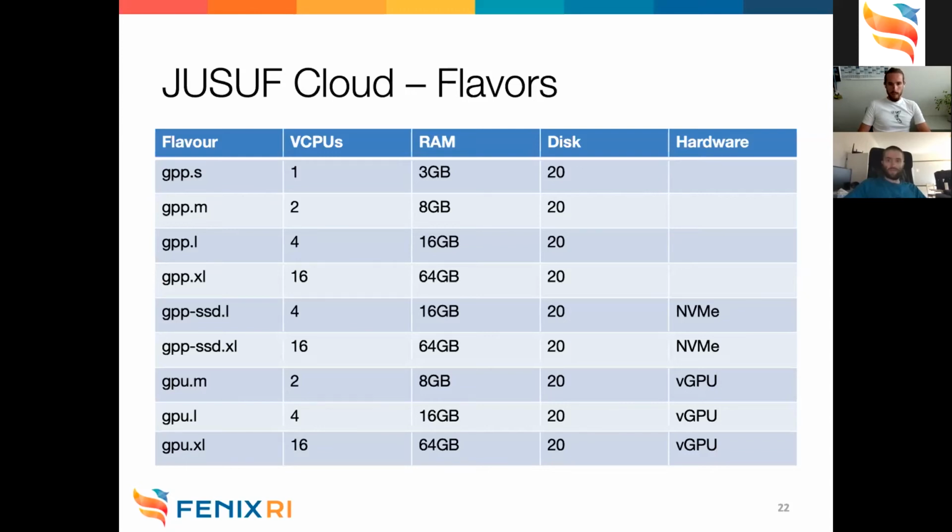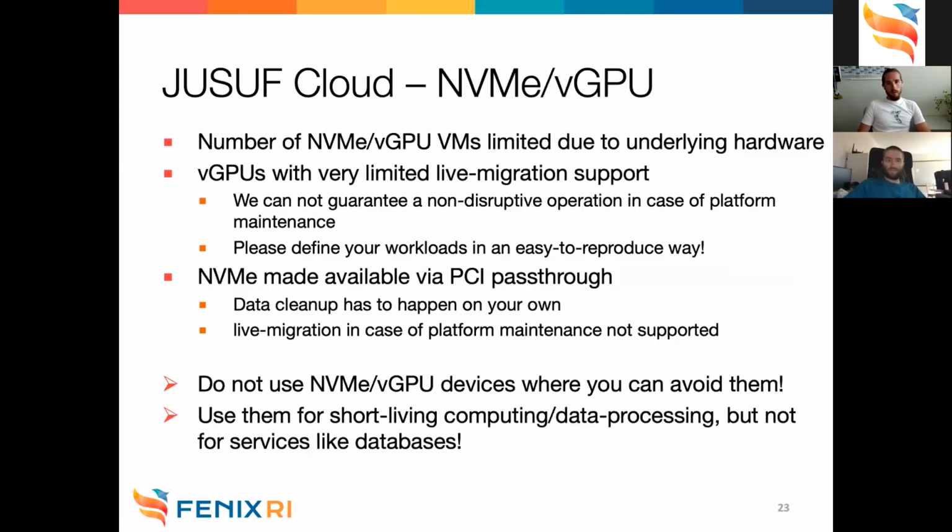For the NVMe, this is not true. The NVMe is a dedicated device. Some words about those specific hardware types. The amount of resources is quite limited here because of the underlying hardware. vGPUs have a very limited live migration support. This is simply a limitation which is done by Red Hat and NVIDIA. So we are not able to influence that in any way. We simply have to live with it.